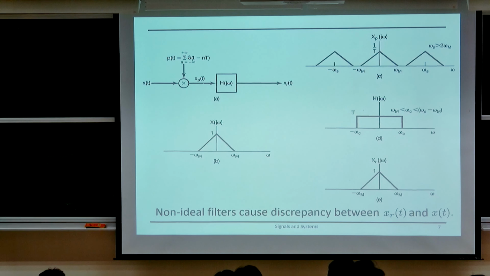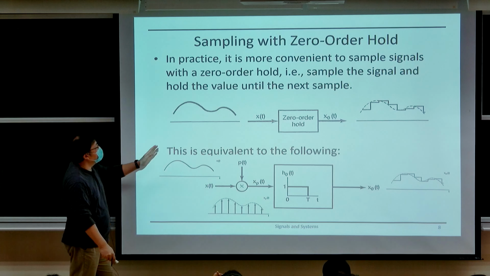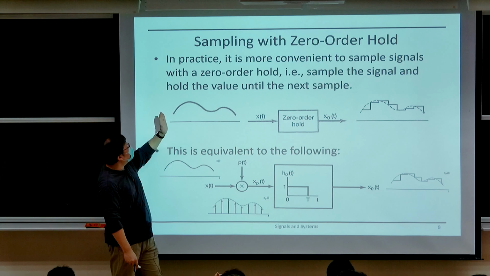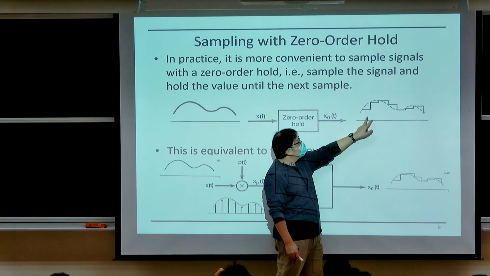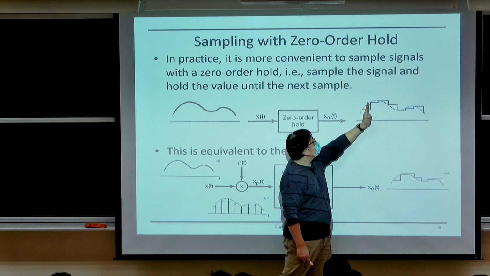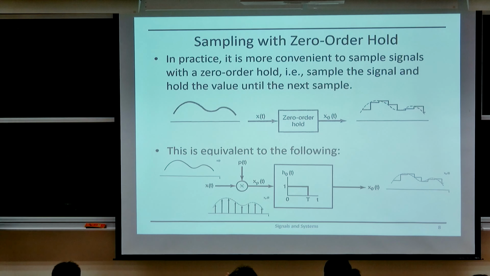So in practice, you may take some simplified approaches to sampling. One approach is to sample by the so-called zero-order hold. This is very simple. Suppose we want to sample this signal x of t: we apply a circuit to sample and hold the value until the next sample, then hold the value again until the next sample. So I sample here, I hold the value for capital T, sample again, hold, sample again, hold.